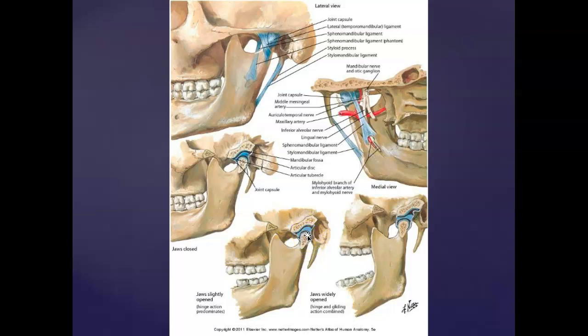Excuse me. There's a disc that sits in there, and so when you depress the jaw, when you open the jaw, the condylar process is going to glide a little anteriorly. So it's going to hinge, but it's also going to glide anteriorly open like this. So it's going to shift that disc open like that.